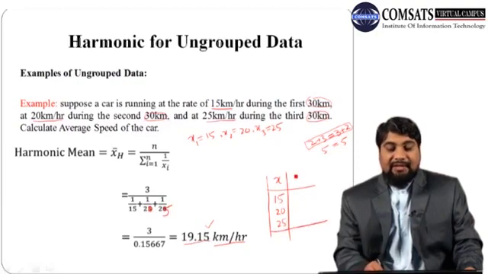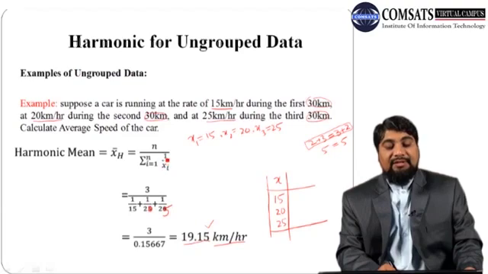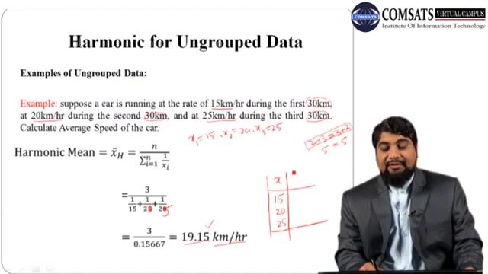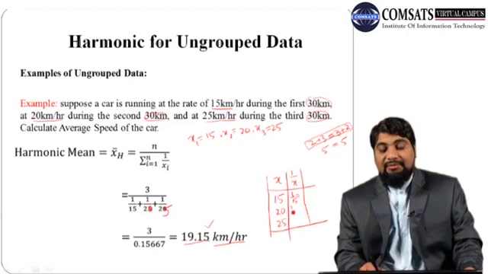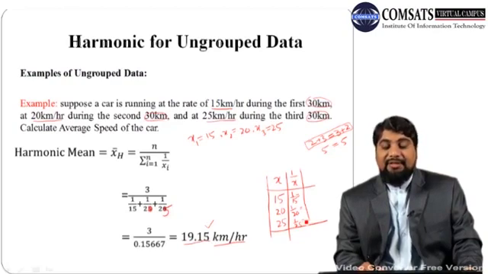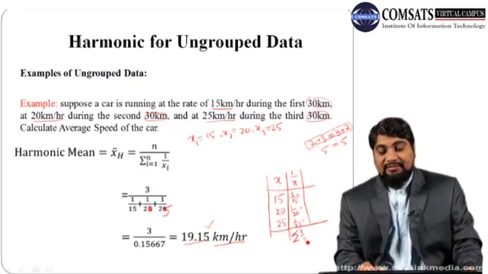And then here, since in our formula we need summation 1 over xi, it means we construct one column here, which is 1 over x. So calculate here 1 over 15, write the answer here, then 1 over 20, write the answer here, then 1 over 25. You can calculate these numbers with the help of a calculator quite easily. So once we have all these numbers, we can calculate summation 1 over x.